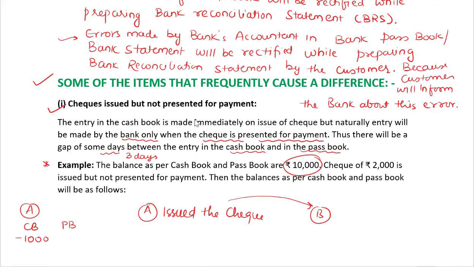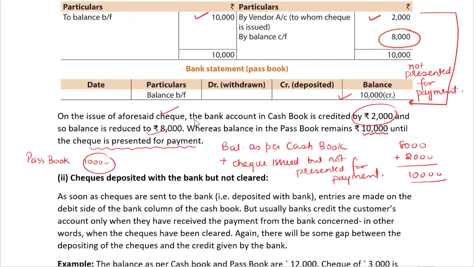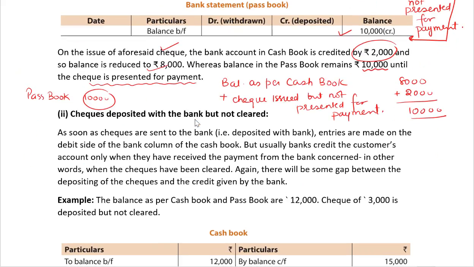Let us continue. We have seen check issued but not presented for payment. Let us see another reason: check deposited within the bank but not cleared. It happens that if you deposit the check in the bank, it will go to the clearing house. It will take 3 days to clear. That means whenever we deposit the check into the bank, we make entry into the bank column of the cash book and we add it. But the banker will add after the check is cleared from the clearing house. It will take 3 days to do that.